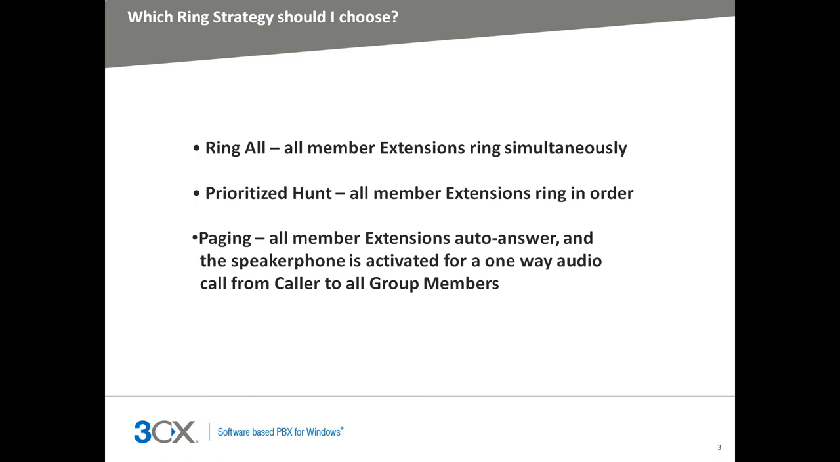The third type of ring strategy is paging, where all the members of the paging group are called simultaneously and told to answer automatically and activate the speakerphone on the SIP phone. The result is a one-way call with multiple parties listening to the caller's announcement, much like a PA system in a hospital or a school.